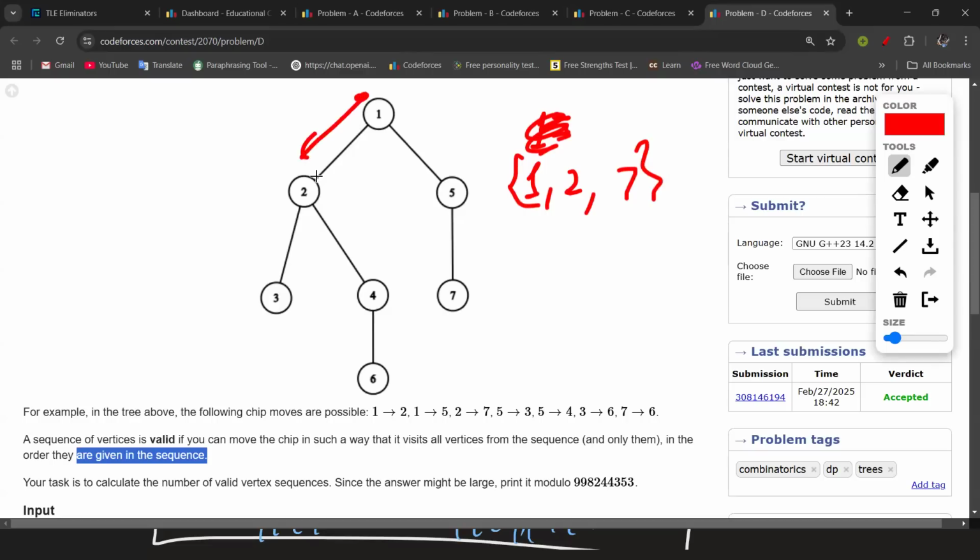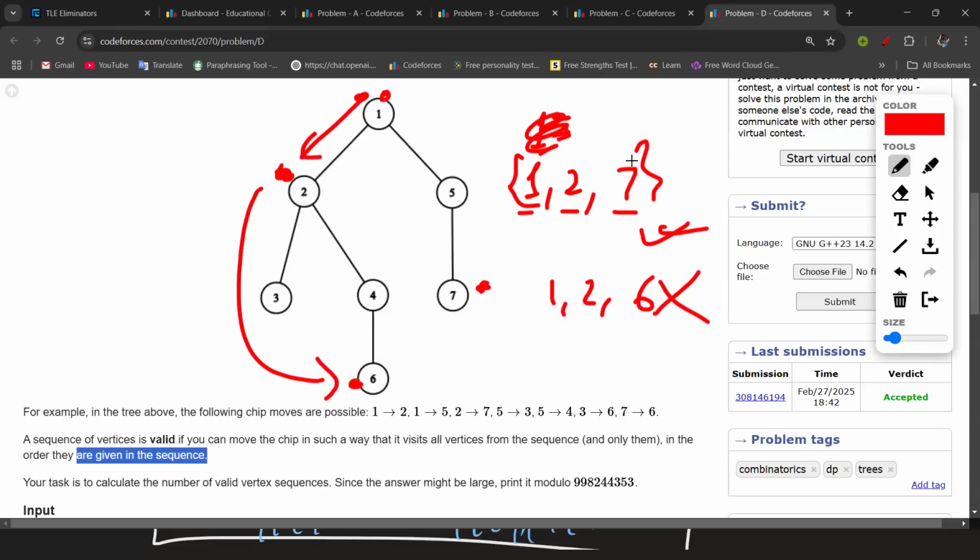If you are at 1, next you can move to 2. Okay, after 1 you move to 2, then you can move to 7. Okay, then this sequence is valid. But if you have something like 1, 2, 6, so after 1 you can move to 2, but from 2 you cannot move to 6 directly, so that sequence would be invalid.